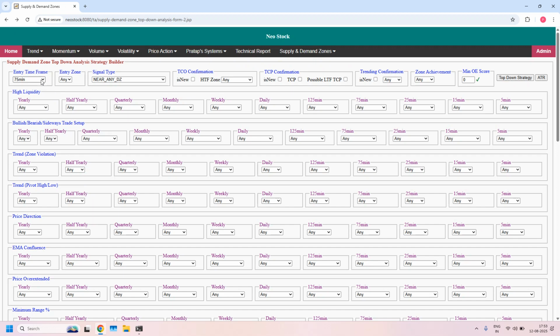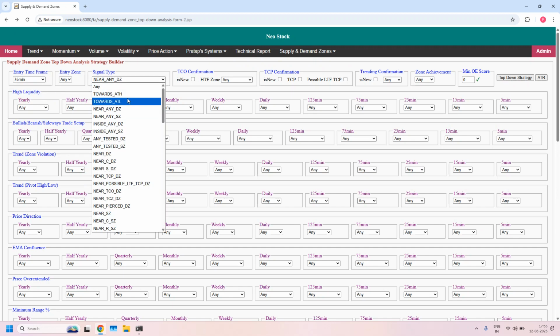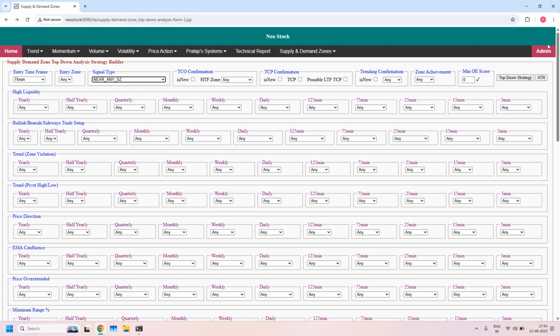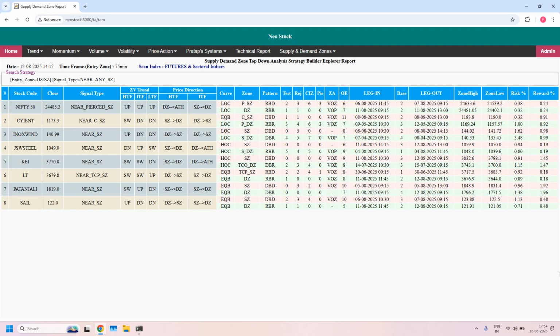Okay, next for the 75 minutes time frame, let us identify the stocks near to the 75 minutes supply zone. We got 8 stocks. Let us identify 75 minutes high liquidity supply zones from this list. CNT is having a 75 minutes high liquidity supply zone. L&T is not valid, it is a pierced zone. That's it. We identified only one 75 minutes high liquidity supply zone from this list.